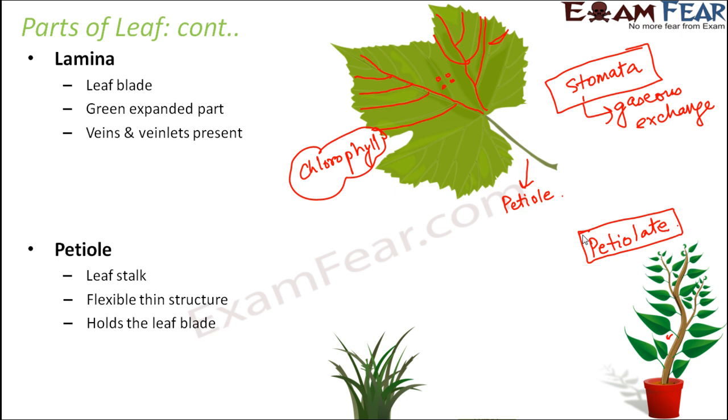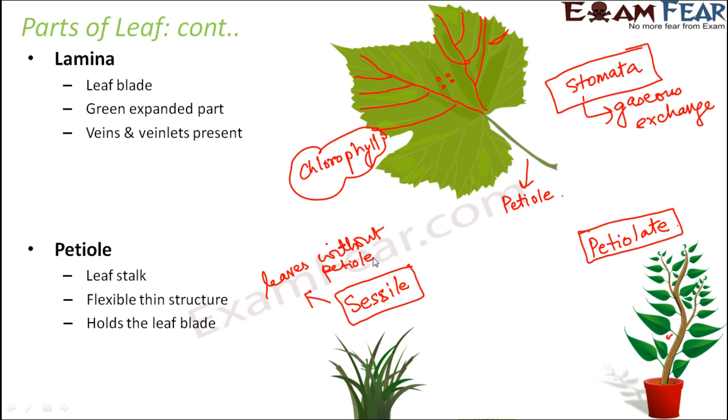Whereas there are certain plants, for example, grass. Now in grass, where is the leaf? This entire thing is the leaf. But do you have a stalk which holds the leaf? No. So we really do not have a petiole. This is an example of a leaf without a petiole. This type of plant is called sessile. So sessile leaves are those which are without a petiole.